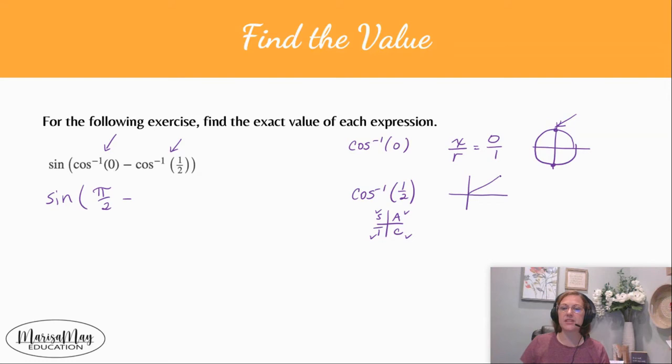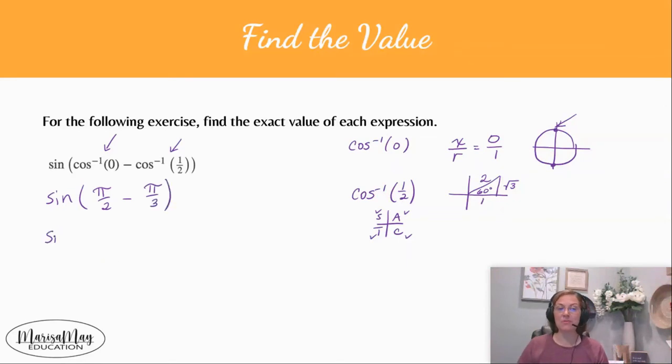Since it's the first time cosine is positive, I'm going to label my triangle so that cosine, or x, is 1 and hypotenuse is 2. That means this side has to be square root of 3. Now, across from your square root of 3 would be a 60-degree triangle. So that means that the inverse cosine of 1/2 is 60, or pi over 3.